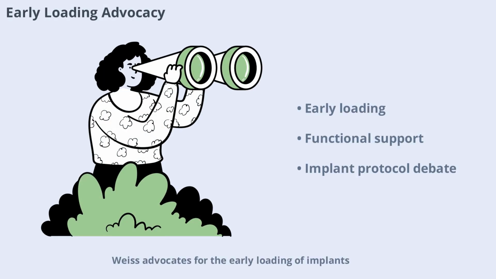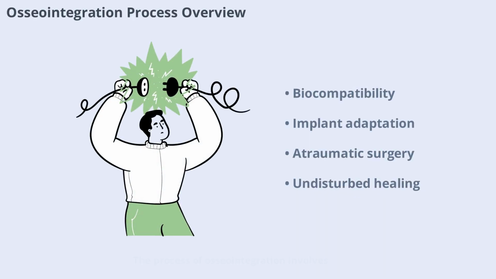Weiss advocates for the early loading of implants based on the presence of the fibro-osseous ligament. He believes that this ligament can support functional loads soon after implant placement, reducing the waiting time for restoration. This approach contrasts with Brånemark's recommendation to avoid loading during the healing phase, highlighting the ongoing debate in implantology regarding optimal loading protocols. The process of osseointegration involves several key steps and factors.